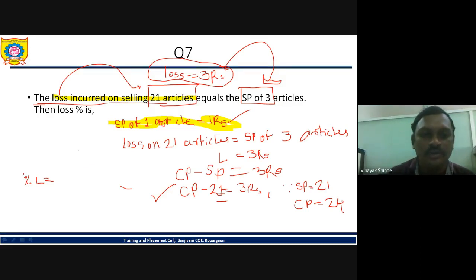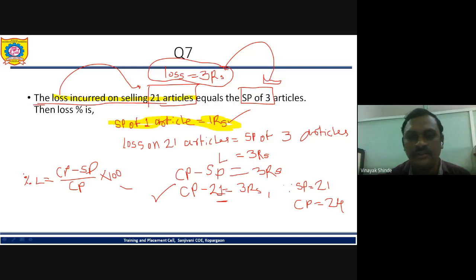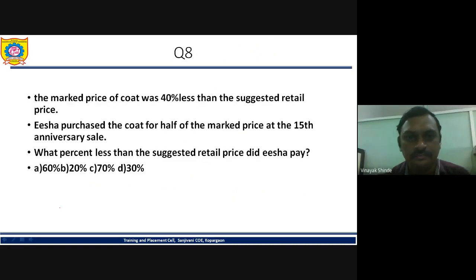So percentage loss that you are knowing very well, it is cost price minus selling price by cost price into 100. So 21 by 24 into 100, and many students have given the answer correctly. Very good. So let us start the next one. This is a somewhat big, lengthy question. Read it carefully and try to answer. I'll give you 20 seconds.